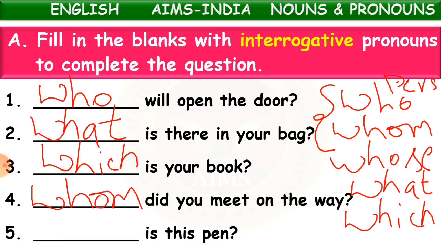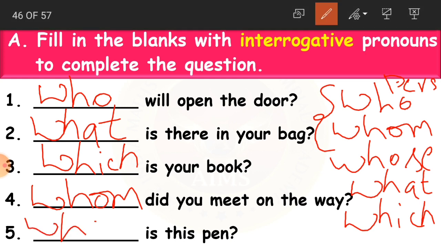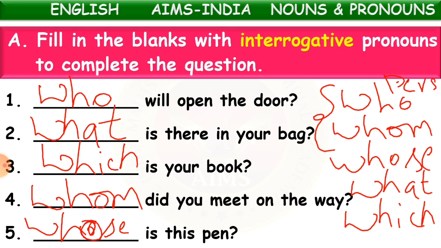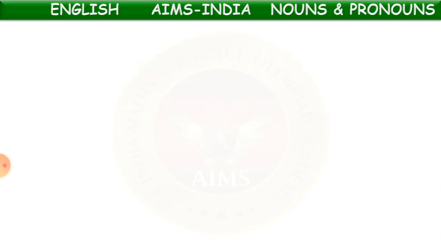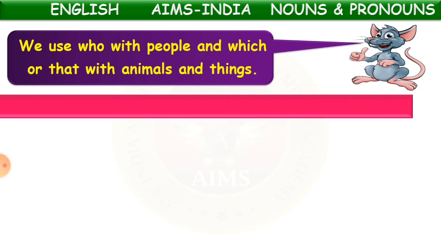Clear? Now the last sentence. Dash is this pen. Whose is this pen? Again persons only. So we are asking about any boy or girl who lost the pen. We found it and we are asking whose is this pen. Clear, children? So these are the interrogative pronouns. As I said, we use who with people and which or that with animals and things.